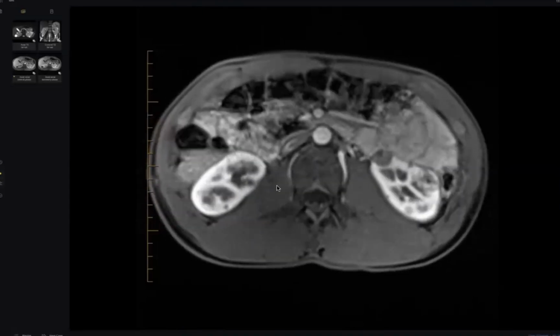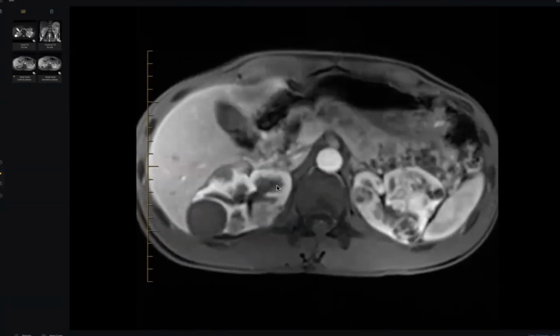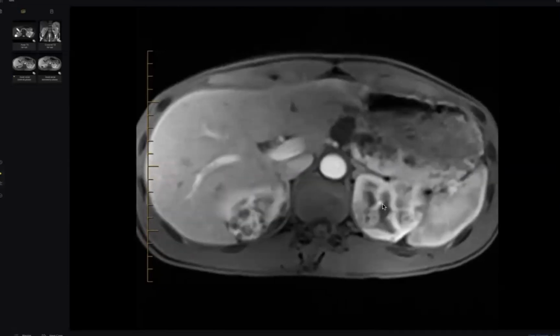What is this? Yes, sir, I can see. There are other enhancing lesions in the left kidney as well. So this is not only RCC. Yes, sir, it's multiple. Tell me, multiple.